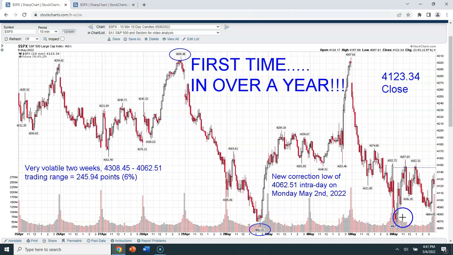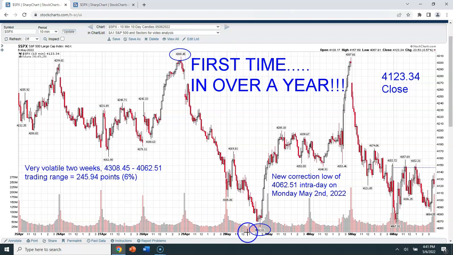We came pretty close here today on Friday at 4062.91, as you can see, but 4062.51 is the new low. So the distance between this 4308.45 high and the 4062.51 low, and again, I'm looking at the last 2 weeks here, is a 6% move, guys.